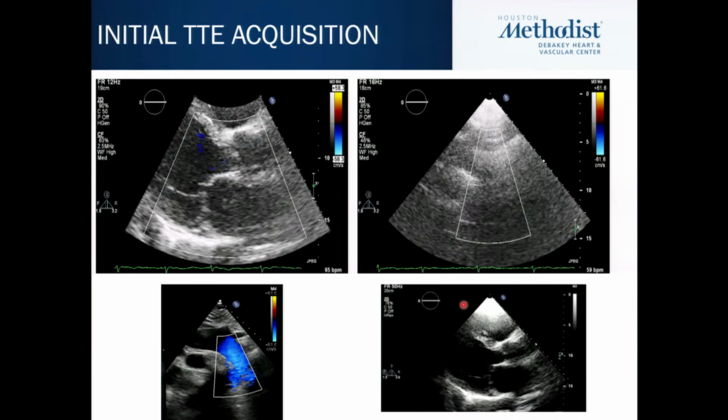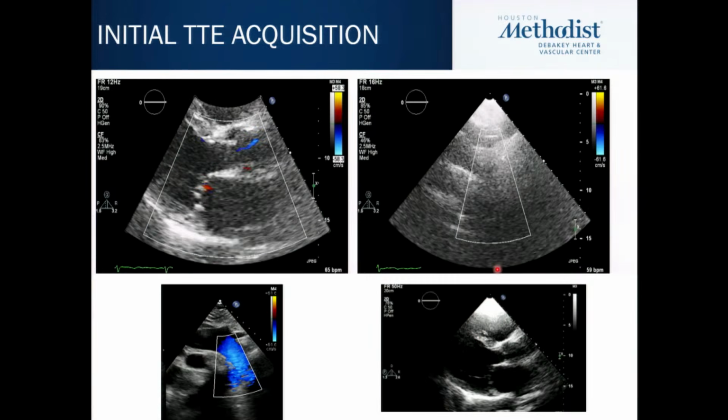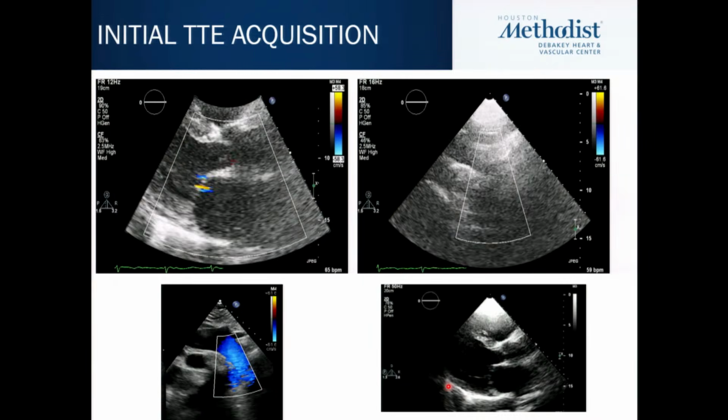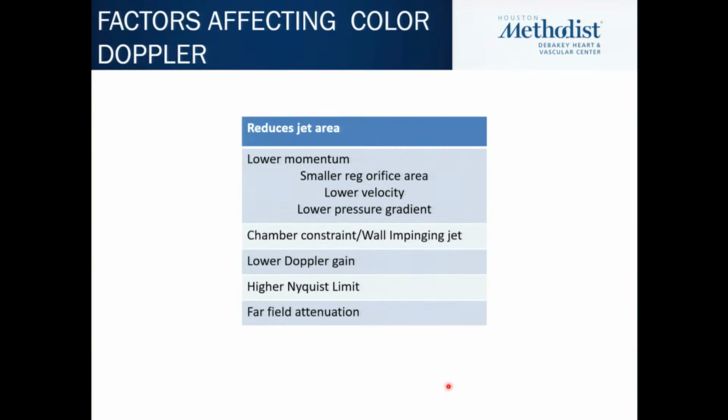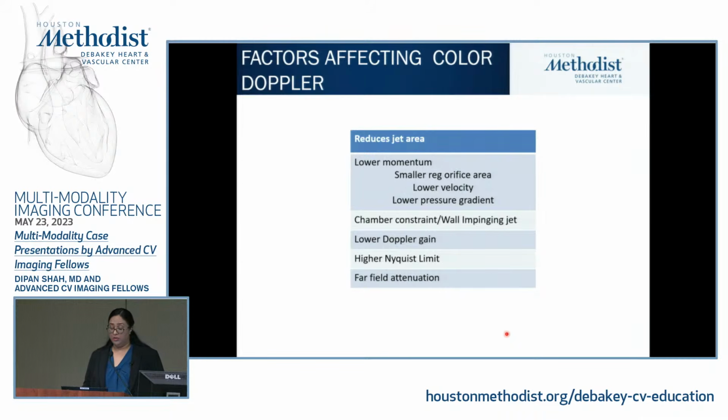And when you look at the tissue gain, the TGC was much higher in the near field as compared to the distal field or the far field. The other factors affecting color Doppler or reducing jet area are lower momentum, with a smaller regurgitation orifice area, lower velocity, lower pressure gradient. The things that we did not have here: our jet was very central, so an eccentric jet can appear smaller. Lower Doppler gain, which is what was seen in our TTE. Higher Nyquist limit, so our images were obtained at the correct Nyquist limit, and far field attenuation.